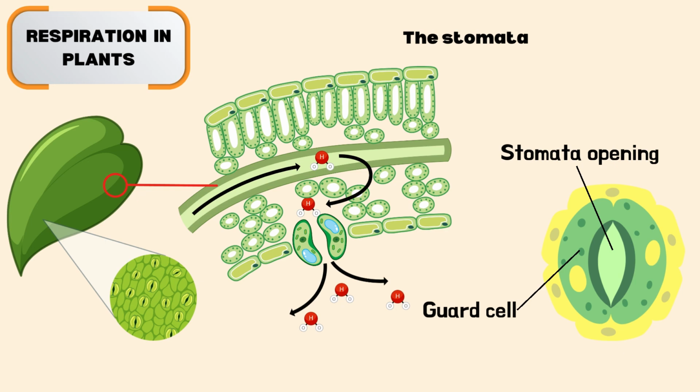Each stoma is surrounded by two bean-shaped cells called the guard cells. Stomata are more abundant in the lower epidermis of leaves and very few in the upper epidermis. The closing and the opening of the stomata are controlled by the guard cells, the lenticels.